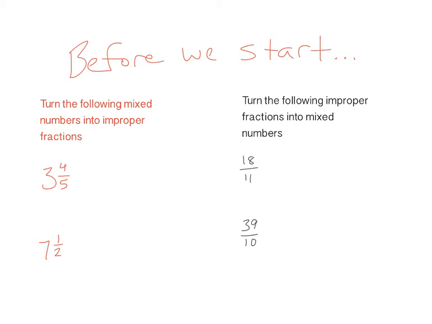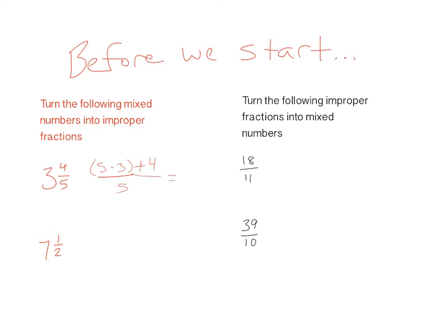Okay, so turn the following mixed numbers into improper fractions. This is really important today. So let's take this mixed number here and turn it into an improper fraction. So remember, how do we do that? Well, we have a new fraction, and that is our denominator multiplied by our whole. Okay, so 5 times the 3. But then we're going to do that first, and then we're going to add the numerator of 4. And we're always going to put that over the denominator, in this case 5, right?